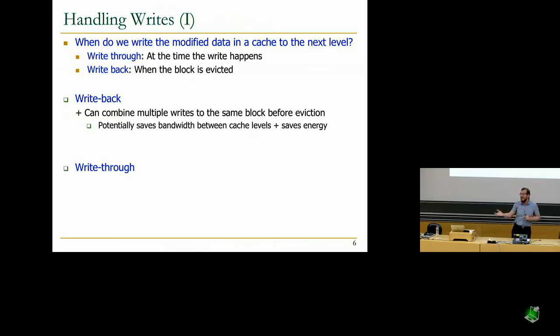Which means that you would save bandwidth between the different caches. So think about L1 cache and main memory. You have a store instruction. Store is doing a 4-byte write. You would keep it in the L1 cache if you have a write-back policy. If you don't have a write-back policy, if you have a write-through policy, that 4 bytes needs to go to the L1 cache as well as main memory.